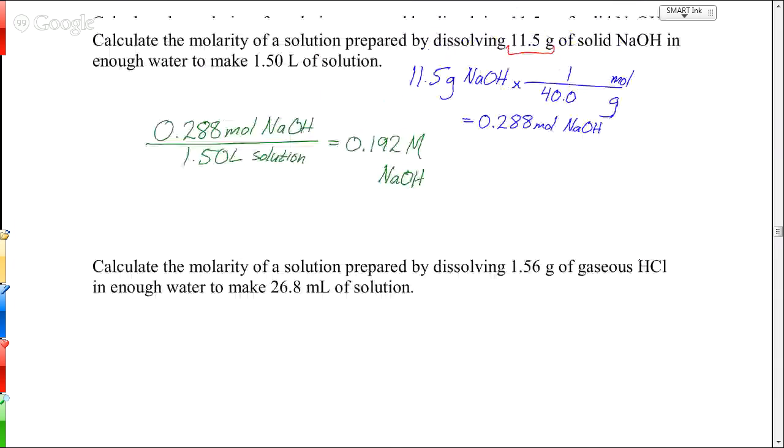Okay, so see if you can try this next one on your own. We've now got 1.56 grams of gaseous HCl in enough water to make a 26.8 milliliter solution. So this one we're going to do the same way, same idea. The only difference is our solution volume is a little bit smaller, so make sure you get that in liters before you do the final division. So see if you can solve that one.